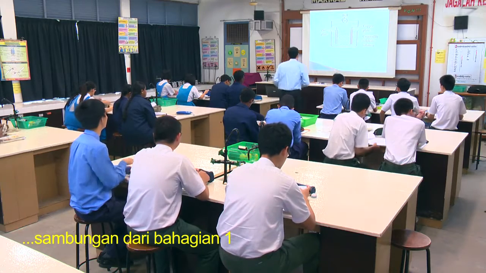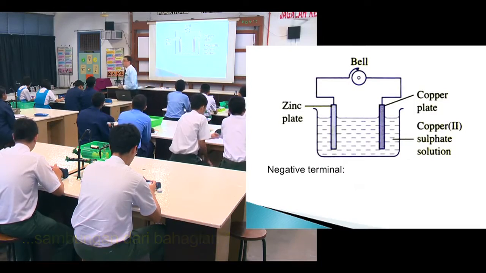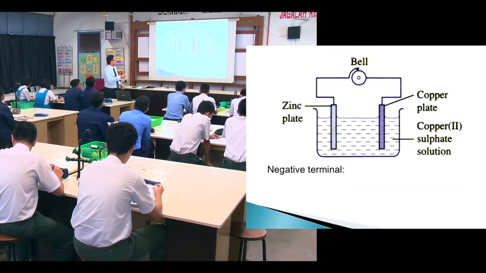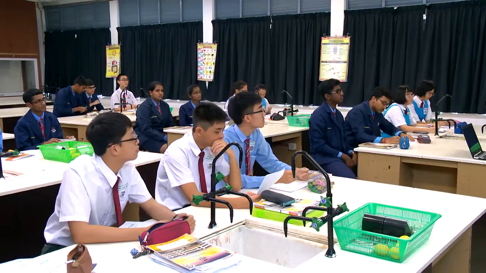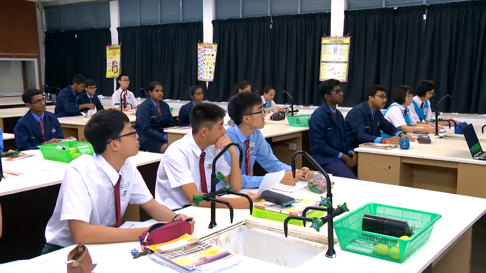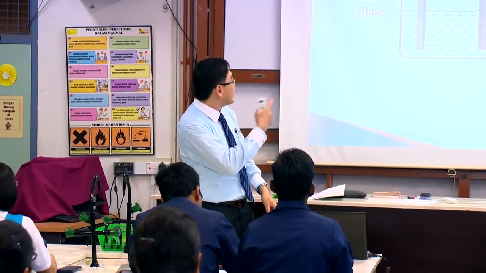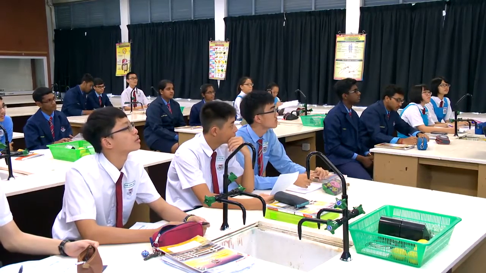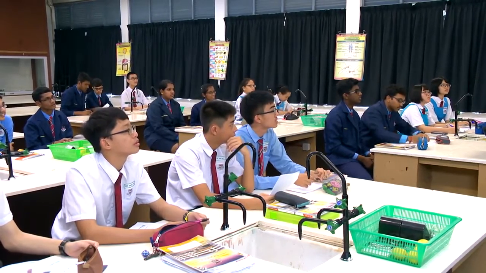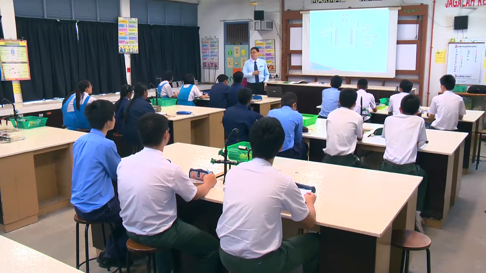Now look at the questions. Okay, now I have the zinc and the copper plate. So among the zinc and copper plate, can everybody answer me, which is located on top of the electrochemical series between zinc and copper? Yeah, the zinc. What becomes the negative terminal? The zinc will become the negative terminal.